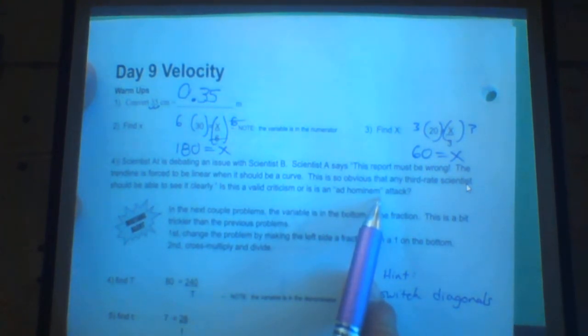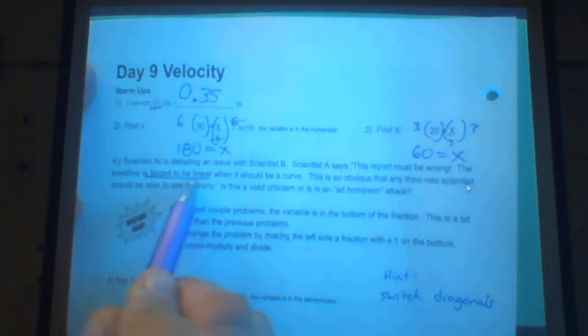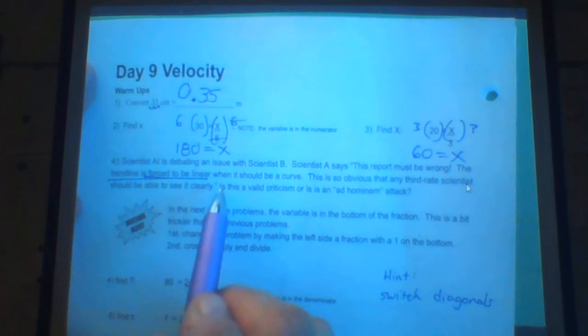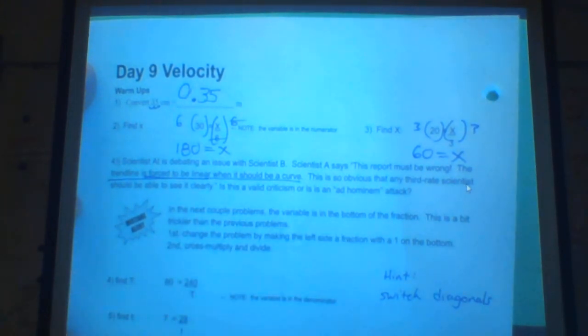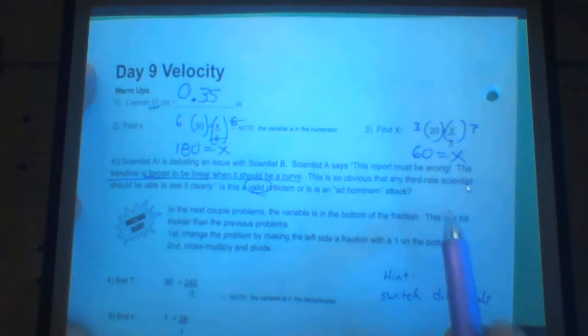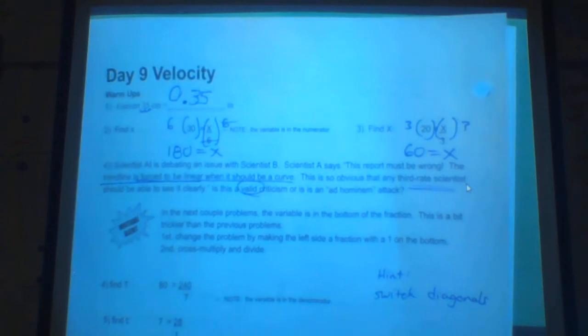Okay, now in this statement here, they're talking about the mathematical process. The trend line is forced to be linear. They say it should be something else. It should be a curve. So they are talking about the data. So this is a valid criticism. Now you might want to think that, hey, they're talking about third-rate scientists, and so therefore it is attacking the scientist. Well, it's sort of, but they're not saying don't believe this scientist B because he's a third-rate scientist.